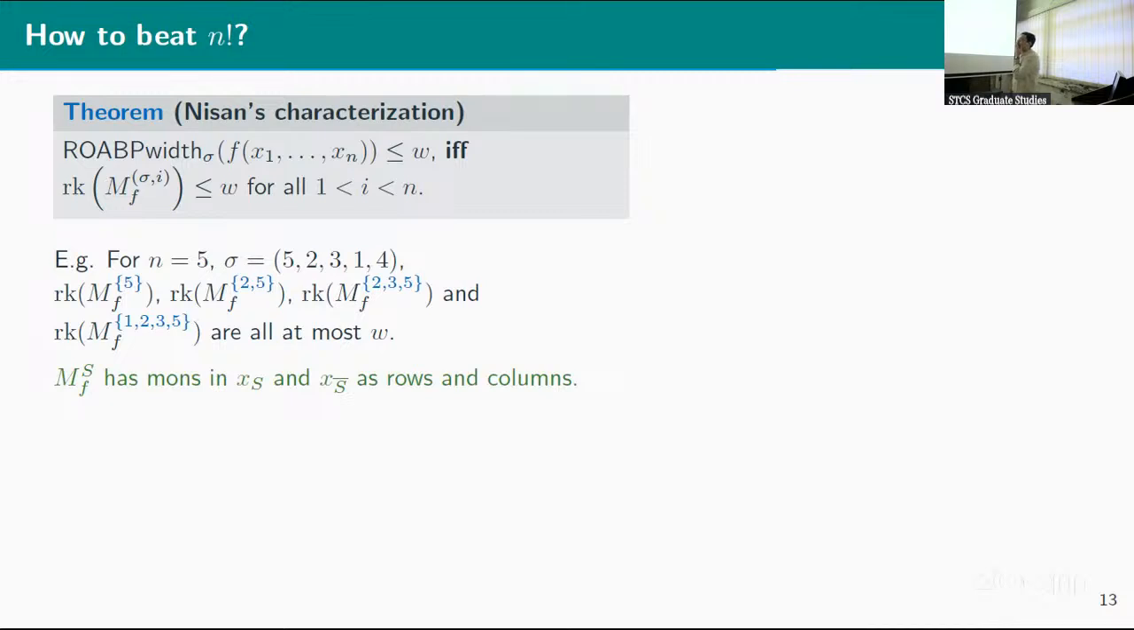It's a characterization. So for instance, take an example of n equal to 5 and the permutation 5, 2, 3, 1, 4. Then all these ranks have to be small: the rank of the matrix with 5 being the left variable and the rest being the right variables, then 5, 2, then 5, 2, 3, and then 5, 2, 3, 1. So all these ranks have to be small. And just in case you have forgotten, when I put a set up there, I just mean that that set is the left side of variables, and the complement is the right side variables.